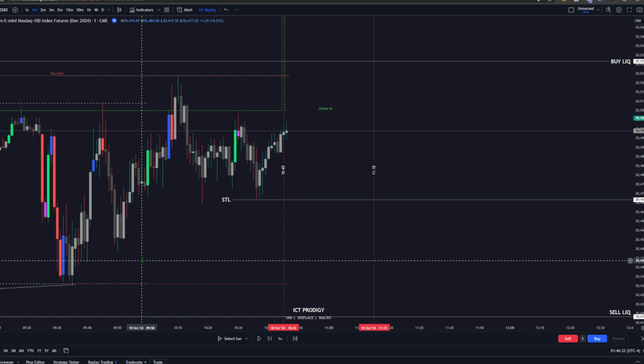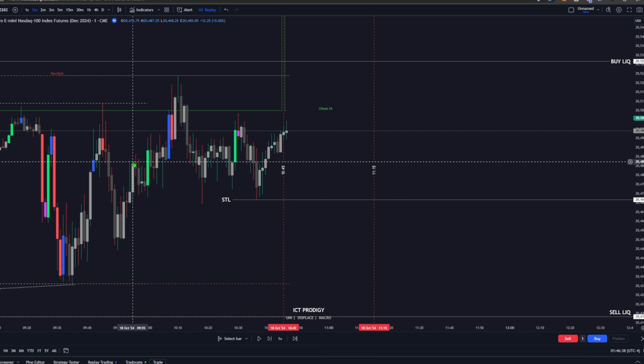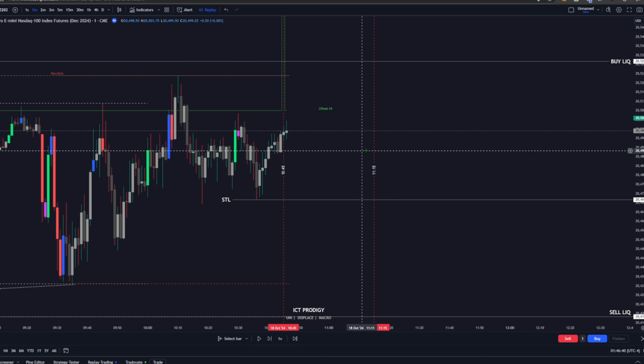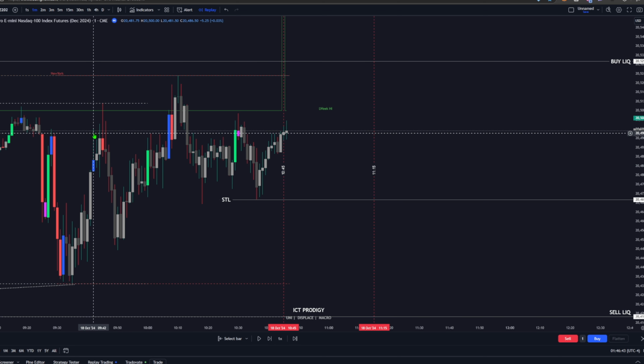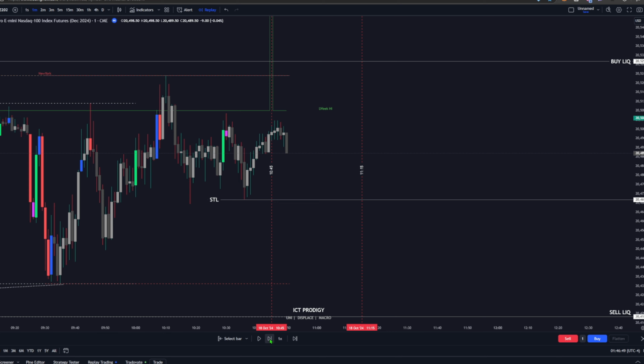The second it tapped into the fair value gap, I didn't wait for it to respect it. I just knew that it was going to bounce back, and I'm going to explain to you guys why. It's important that you understand the previous slide with the market makers and how they operate, so that this trade will make sense to you. So let's run it through.